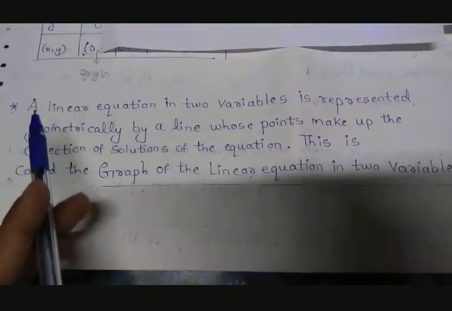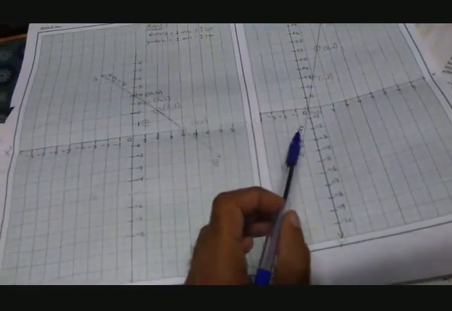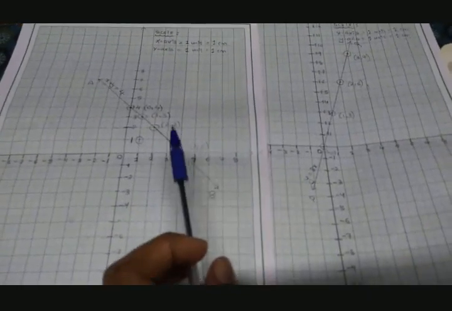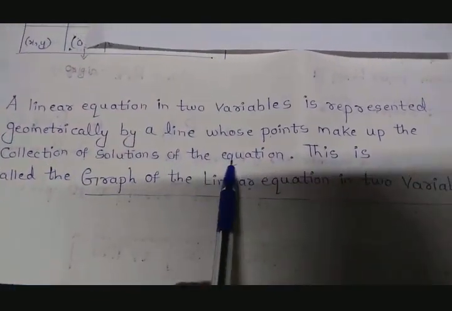So what do we mean by the graph of a linear equation in two variables? It means a linear equation in two variables which is represented by a line. As we have already plotted here, we have got lines. We did not get any curves, but only straight lines. So a linear equation in two variables is represented geometrically by a line whose points make up the collection of solutions of the equation.